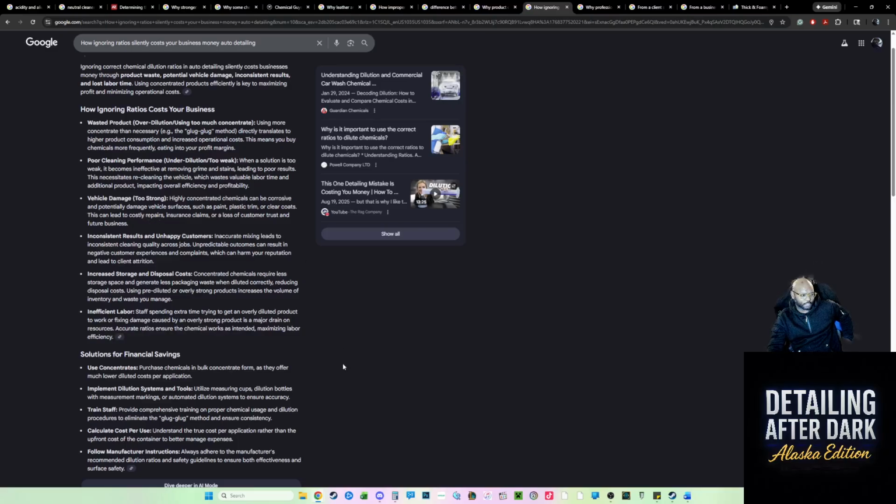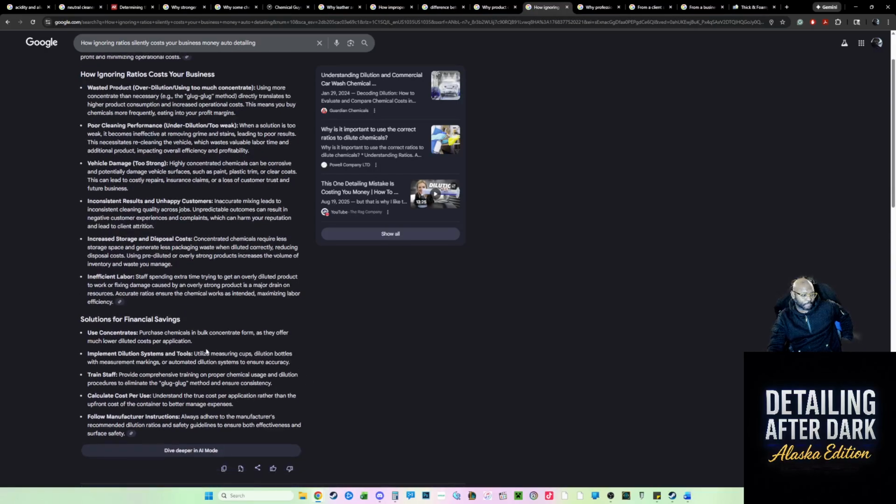Damaging the vehicle when the concentrated chemicals are too strong and become corrosive. Poor cleaning performance, under dilution, too weak. Wasted product, over dilution, the glug glug method. You put so much of the chemical in, you don't even dilute it enough, and it's costly. And then you're probably damaging the product. Under dilution, spending too long trying to clean something when it ain't gonna get clean. That hurts your bottom line. That hurts your budget. It's punching you in the wallet.